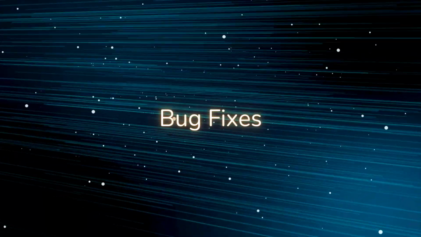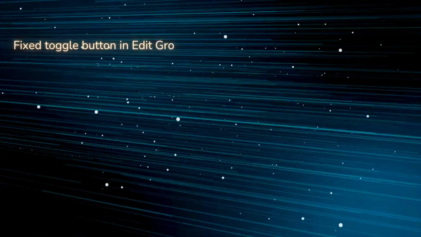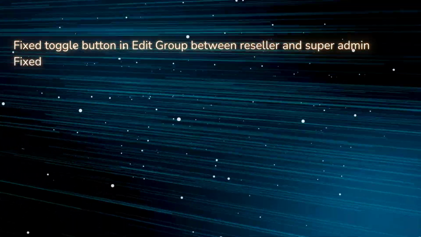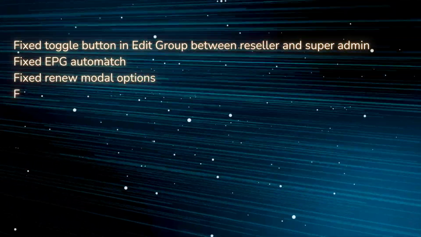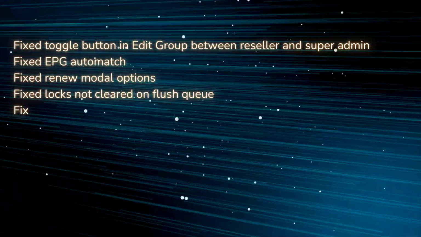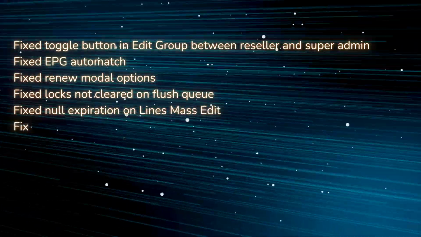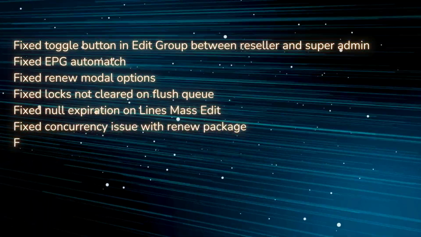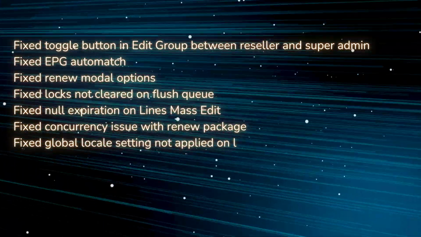Bug fixes. Fixed toggle button in edit group between reseller and super admin. Fixed EPG auto match. Fixed renew modal options. Fixed locks not cleared on flush queue. Fixed null expiration on lines mass edit. Fixed concurrency issue with renew package.